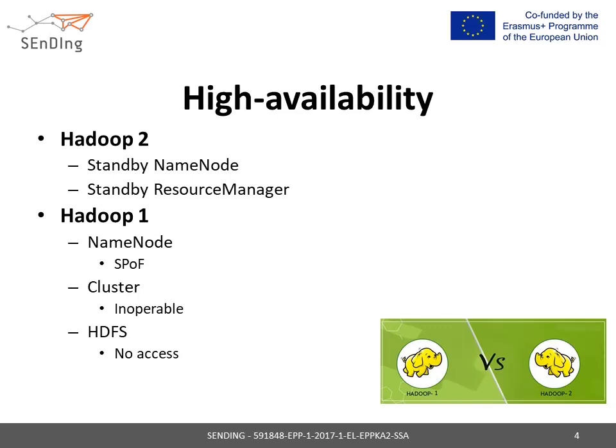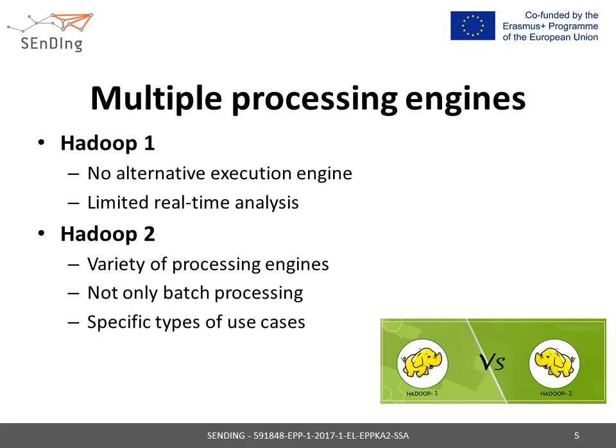If the name node server became unavailable, the whole cluster would become inoperable, as all access to HDFS would be cut off. In Hadoop 1, you could use just MapReduce as the processing engine, regardless of whether you used Java-based MapReduce programs, Pig, Hive, or a streaming model using Python, Ruby and so on. There simply was no alternative execution engine available. Hadoop 2 offers a wide variety of processing engines, such as MapReduce, Apache Spark, Apache Tez and others.